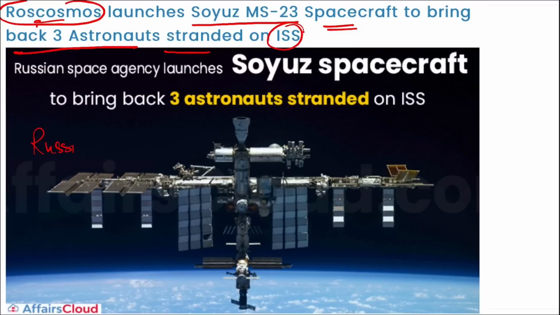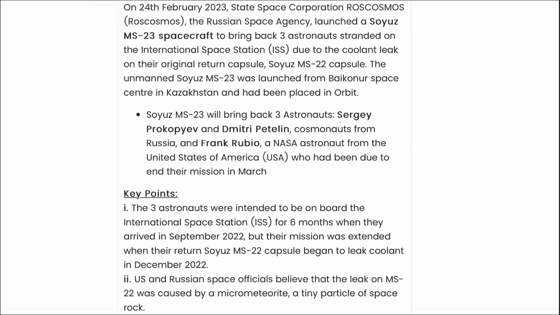The name of the organization is Roscosmos. The country will be Russia. What is the name of the rocket that was used? The Soyuz spacecraft was launched to bring 3 astronauts back from the International Space Station. Which are these 3 astronauts? Sergei Prokopyev, Dmitry Petelin and Frank Rubio. These are the 3 astronauts that were stranded on the International Space Station, and Russia used their Soyuz MS-23 spacecraft to bring back these 3 astronauts.